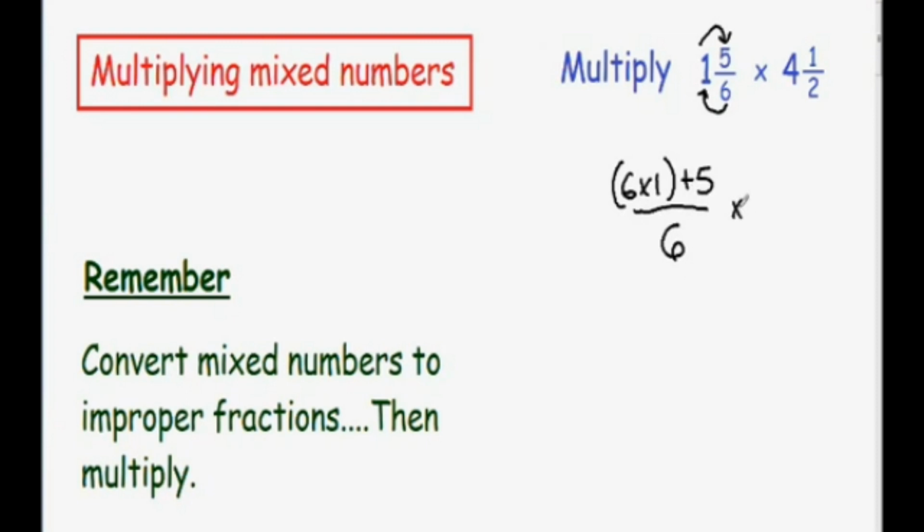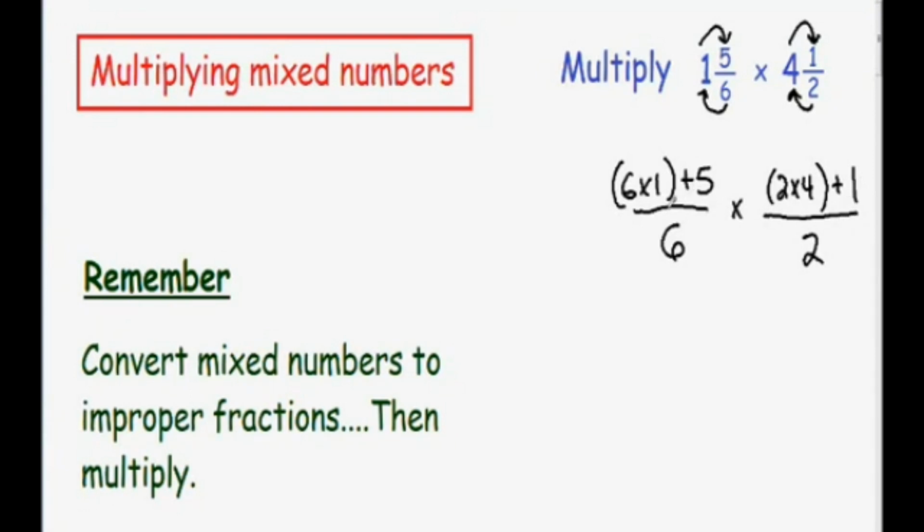And this is all being multiplied with 4 1/2. So let's do the same thing with this mixed number. Let's convert 4 1/2 into an improper fraction. Since our 4 1/2 has a 2 in the denominator, our improper fraction is also going to have a 2 in the denominator. And in our numerator, we multiply the 2 by the whole number of 4. And then we add all that to our numerator of 1.